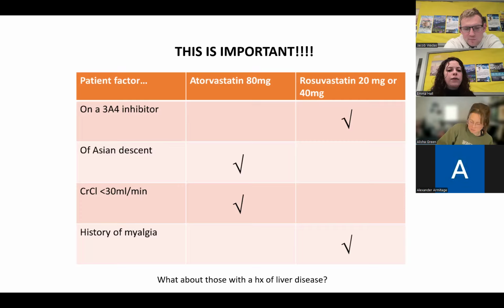And one that was not on this chart was history of liver disease, which wouldn't be a high intensity in this case. Well, if you're not using a high intensity, a low dose pravastatin is preferred. So I just wanted to add that one in there, just in case it pops up. But use this chart. I know that I found it helpful, and you can use that in your process of going through cases. Very good. Yep.